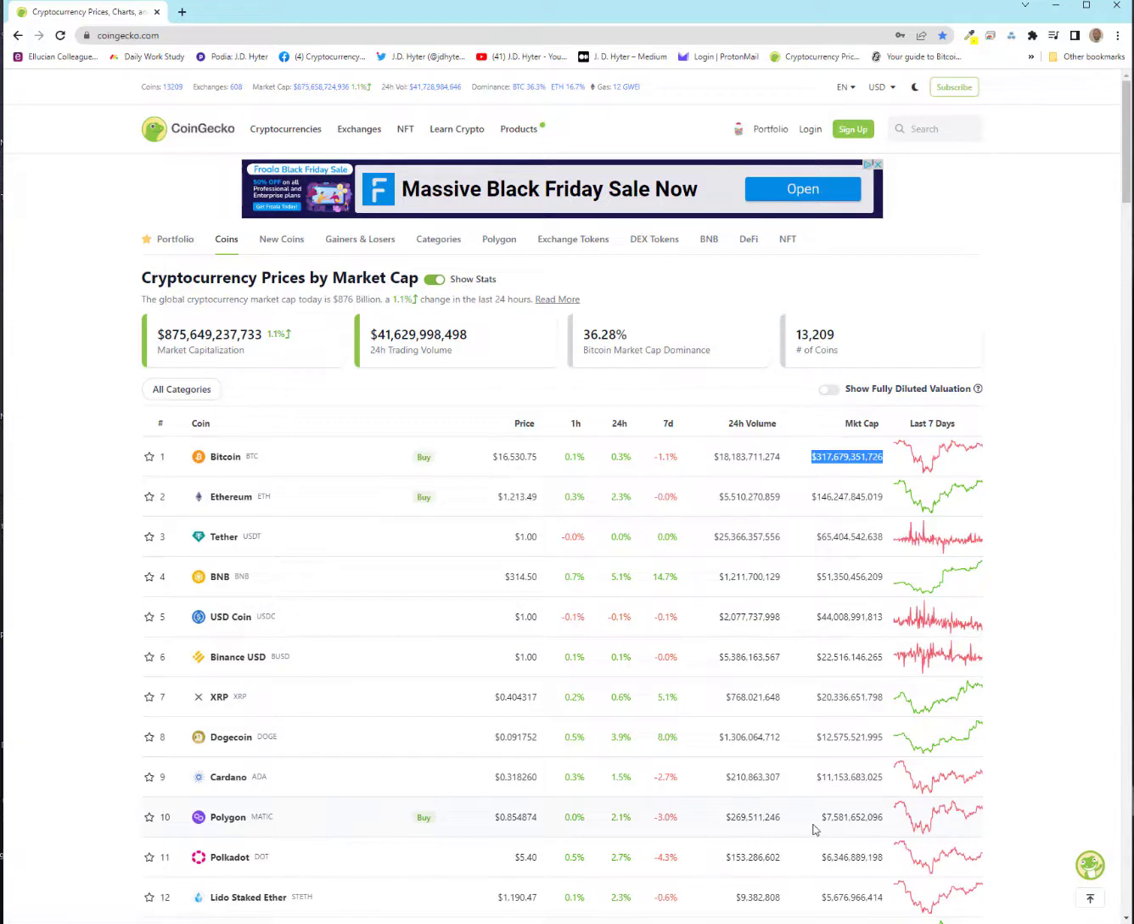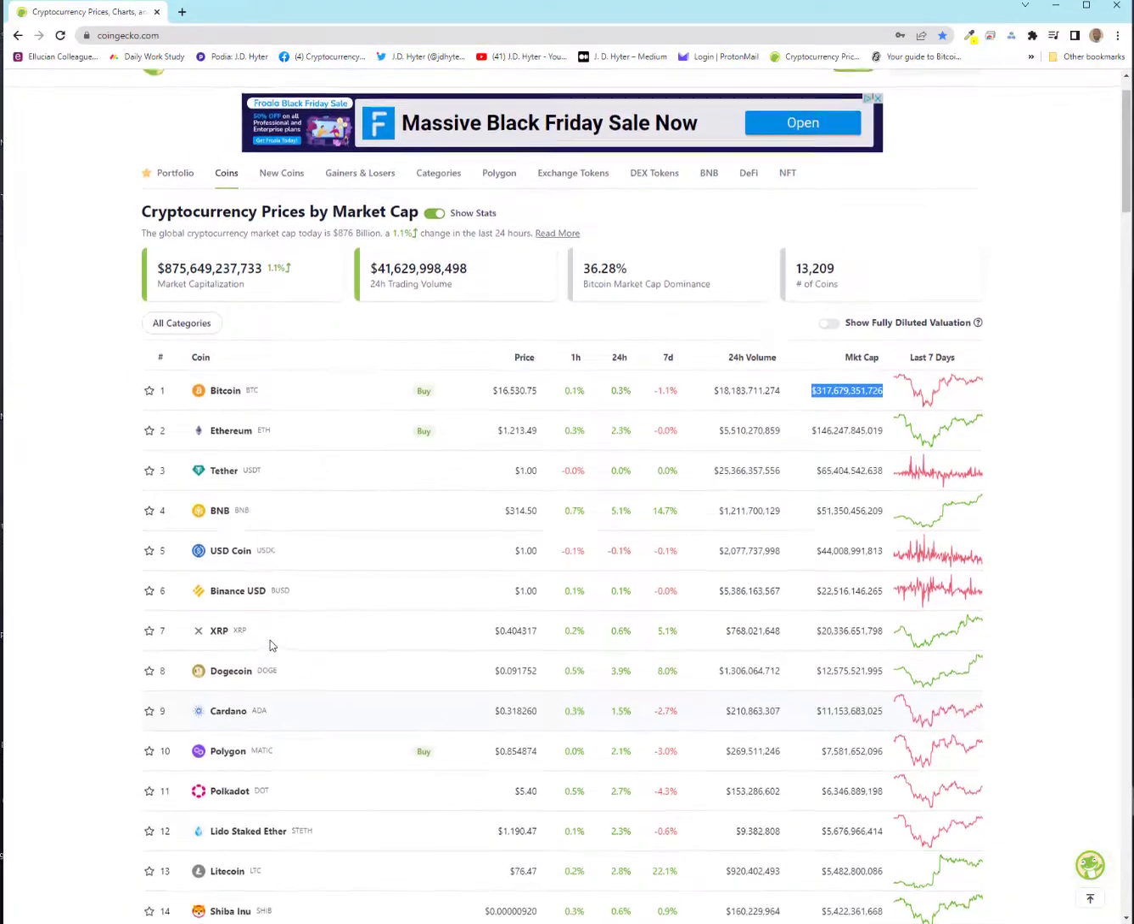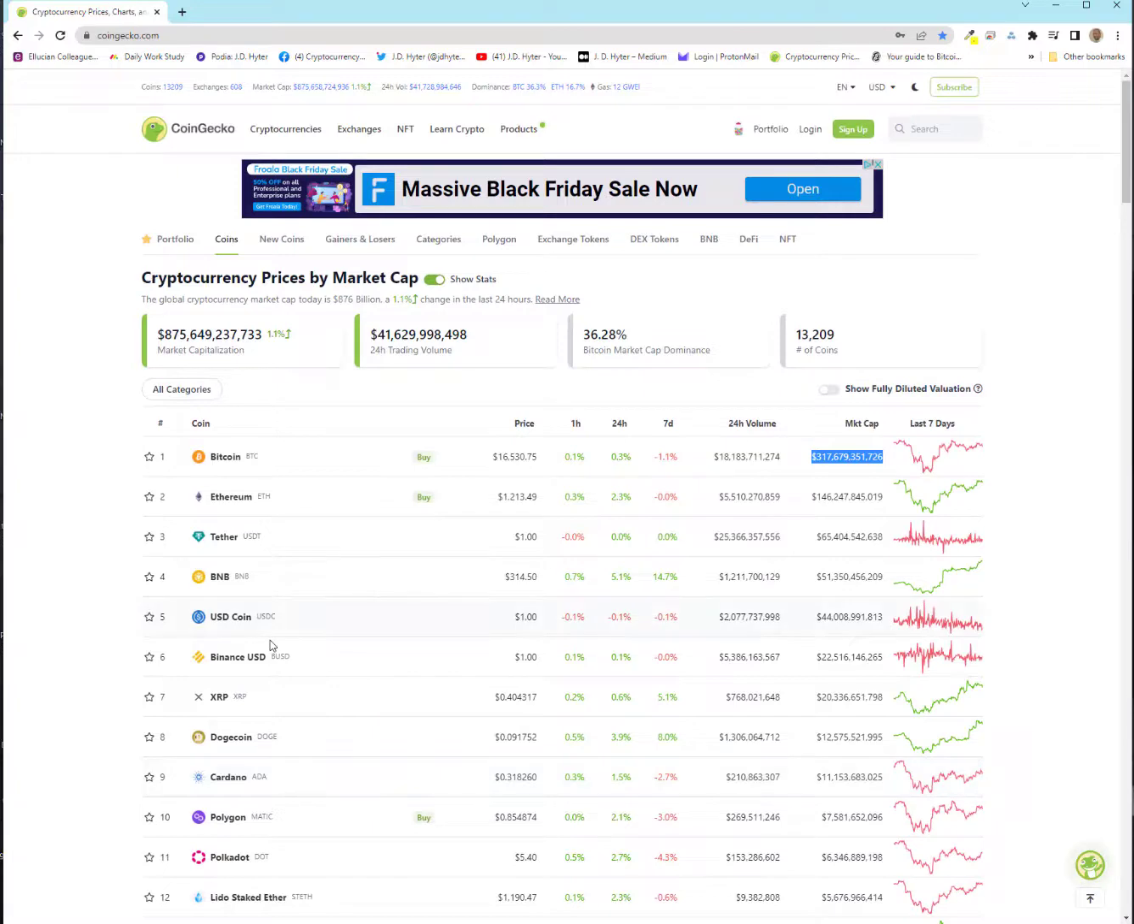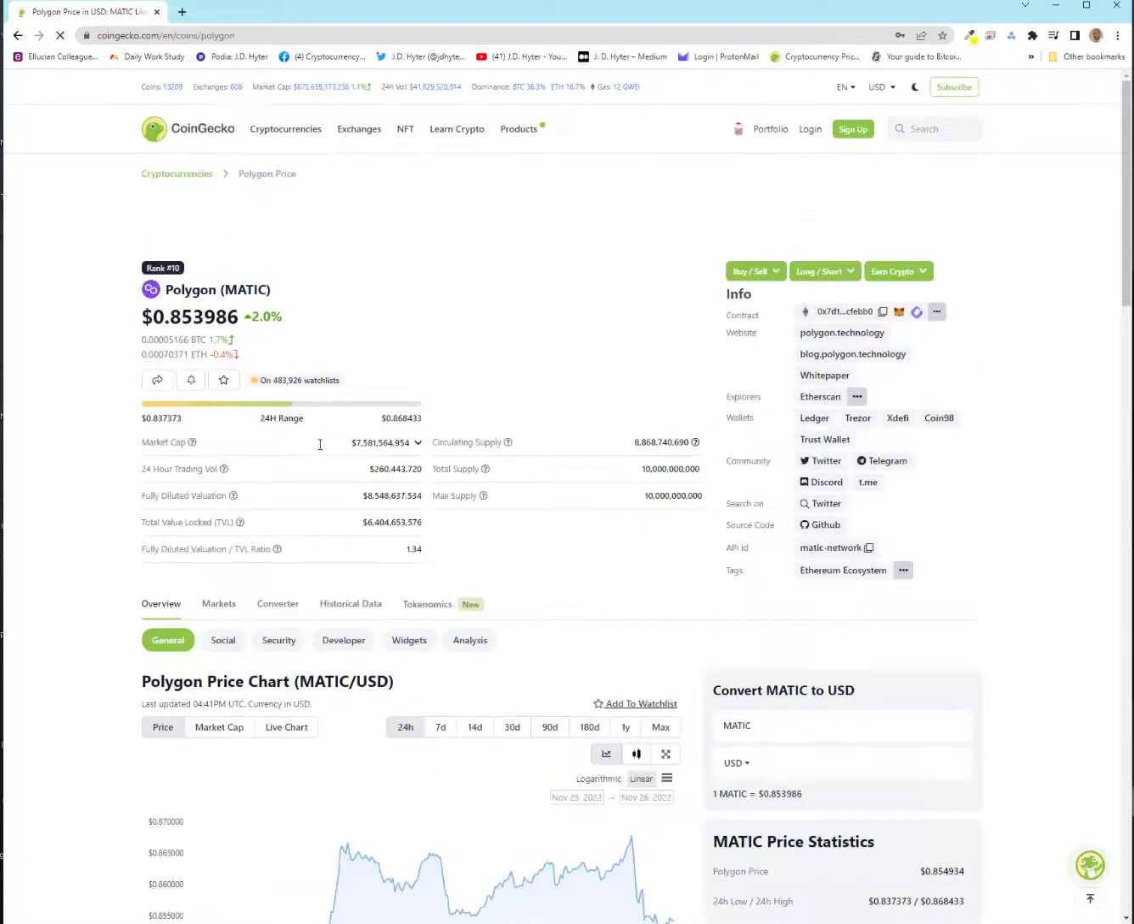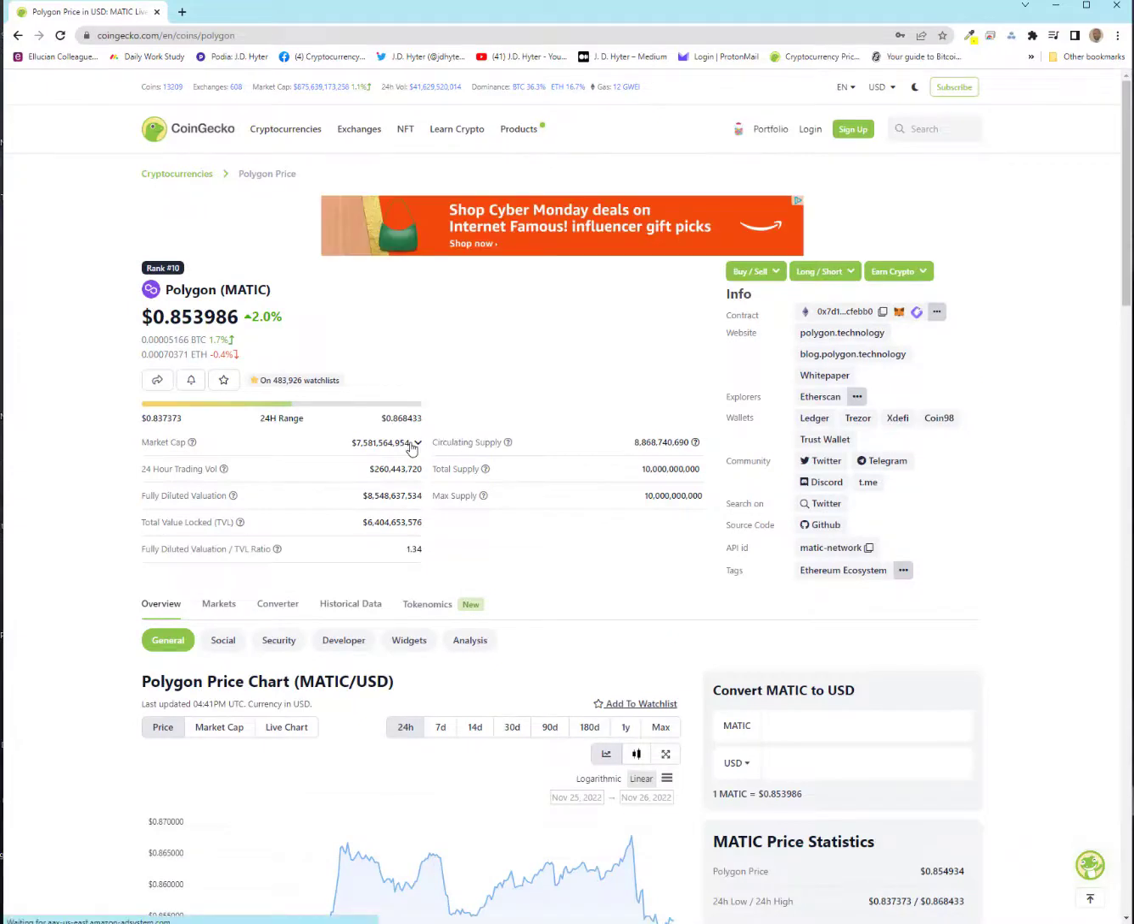So anyway, 7 billion, there's a lot of money in Polygon. A lot of people believe in this project, so that number's okay. We got some people believing in it. Yeah, so it has a decent market cap. So it's not a low cap coin. A low cap coin would be like $100,000 is all that's in the project. So this is a mid cap coin.